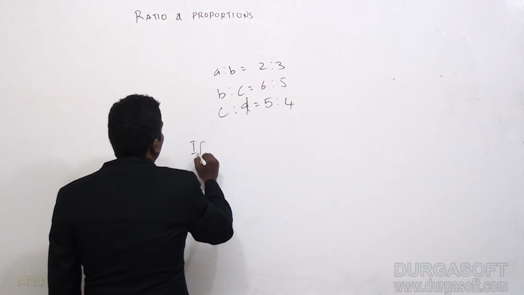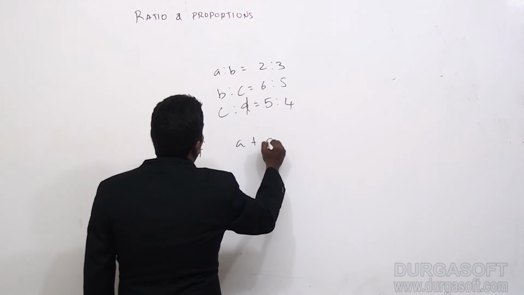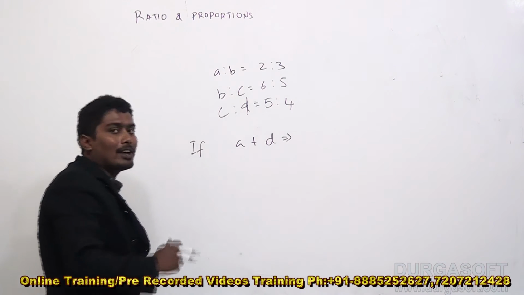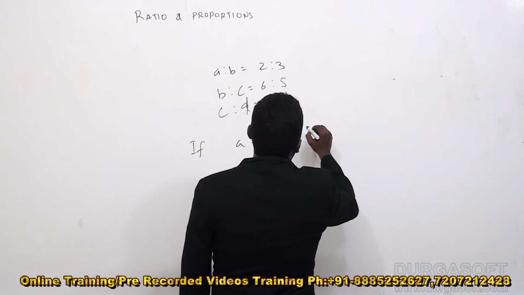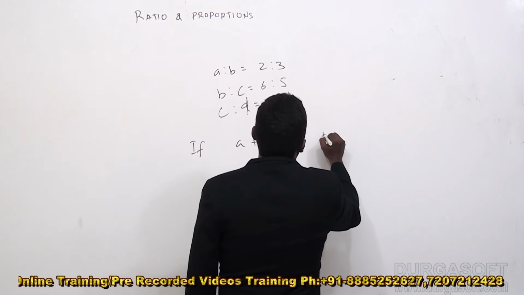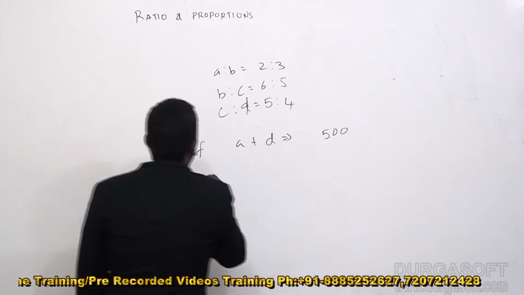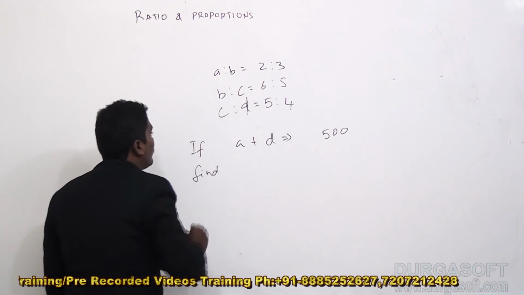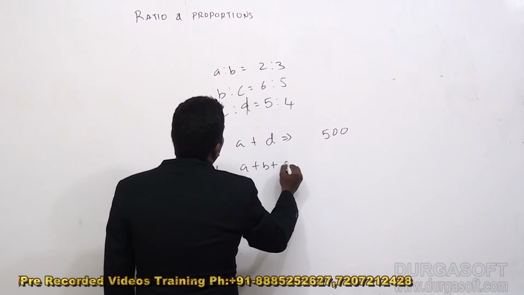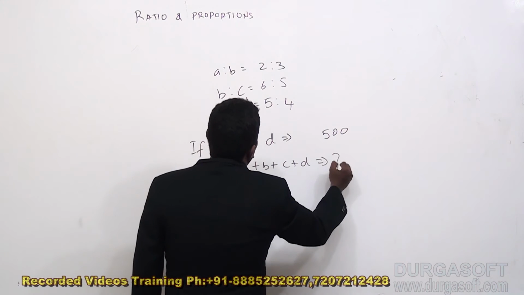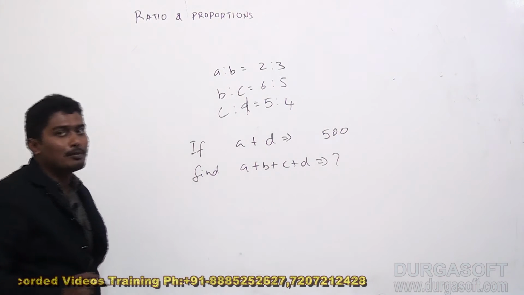If a plus d is equal to 500, find the value of a plus b plus c plus d. They are given the values of a plus d. If a plus d is equal to 500, find a plus b plus c plus d.